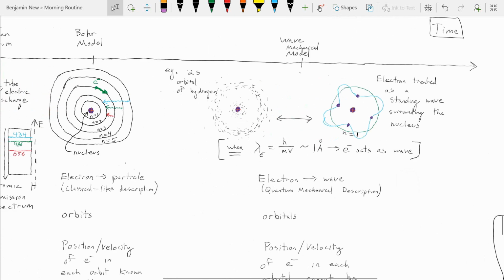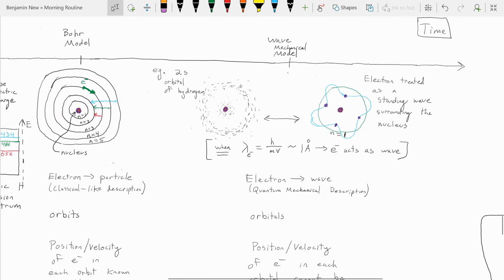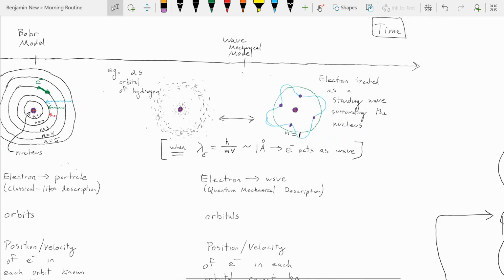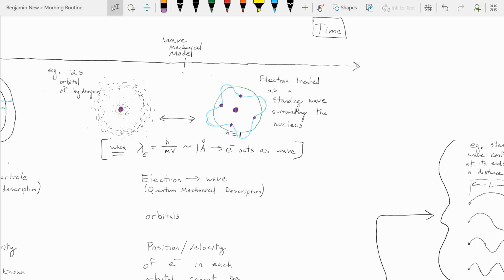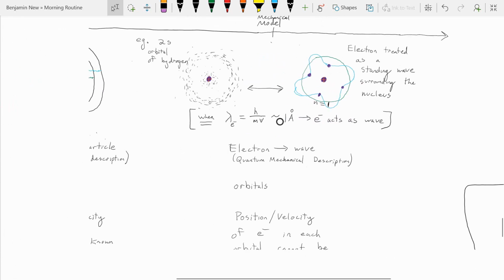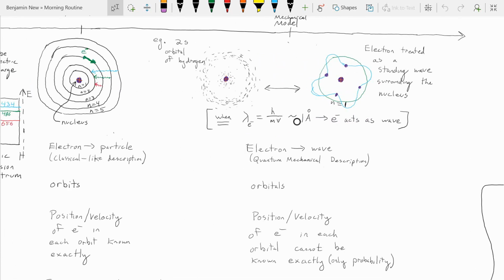Now, the difference here is that the results are not orbits. We don't treat these as perfect planetary motions where we know the position and velocity at every given time. Instead, what we get is called orbitals. That's just the name that they called these things. And the difference is that the position and velocity is not known for the electron at any given time. We basically just know a smearing of the probability of where it could be within the atom.